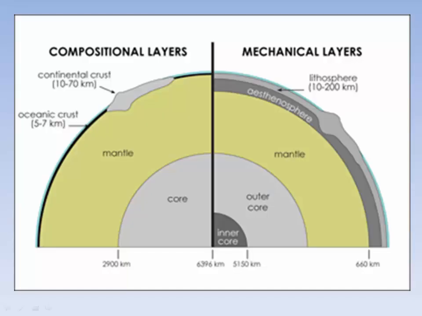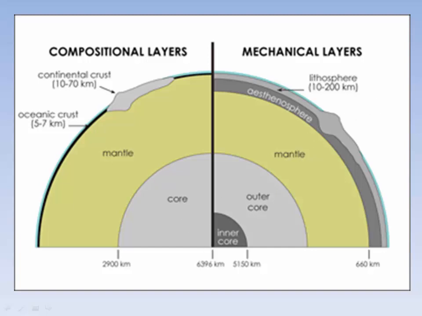So let's look at a diagram that compares these 2 ways of classifying Earth's layers. This is the first one we talked about. Composition, what they're made out of. The crust is the lightest, less dense rocks. The mantle is denser rocks. And the core is made out of metal.